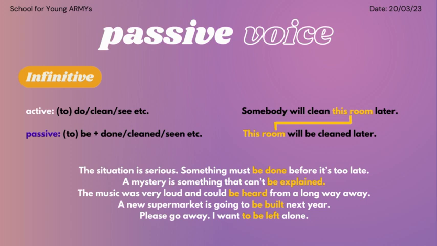Okay, so here we have the structure. So let's compare the structure of the active and the passive form in the infinitive. Here we see that when it's active, you do something: to do. And when it's the passive, it's to be done, to be cleaned, to be seen. So there's quite a difference, and I think it's pretty clear. I think you have already grasped the idea of the difference between active and passive. So here we have: somebody will clean this room later. This room will be cleaned later.